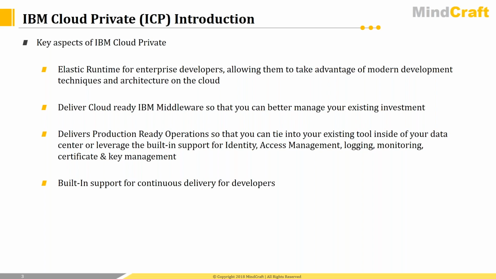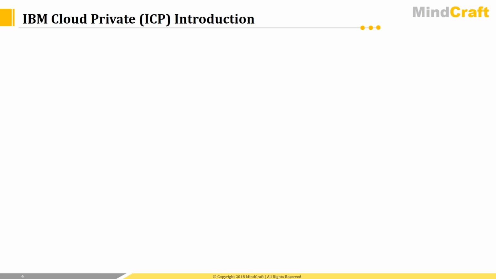So whenever we talk about cloud, the typical aspects that come in for any cloud solution, the first thing that comes in is elasticity. So ICP offers elasticity for enterprise development. It allows developers to take advantage of the newer techniques and architecture around the cloud. It delivers a cloud-ready IBM middleware along with it, so you can actually run your software on ICP using the traditional IBM middleware software that you're used to using in your enterprise. It has ready operations controls provided for monitoring production environments, so it's easy to leverage identity, access management, logging, and other components that are typically being used in your enterprise. And it also has built-in support for continuous delivery, right? So you can actually leverage all key components that are offered by any cloud environment within your infrastructure.